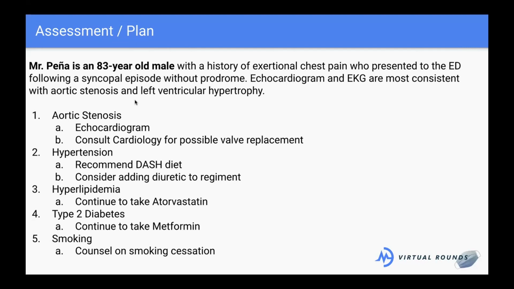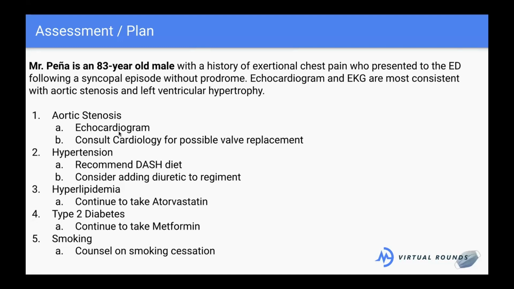Echocardiogram and EKG are most consistent with aortic stenosis, as we saw. That was a thickened aortic valve, and left ventricular hypertrophy, meaning that the left ventricle has gotten thick and is overworked, which is why we had that left axis deviation on the EKG. So we wanted to do the echocardiogram for him. We're going to need a little bit more than what we saw. We like to do an echocardiogram with flow through the valve. That takes a dynamic picture like we saw on that first slide that I showed.